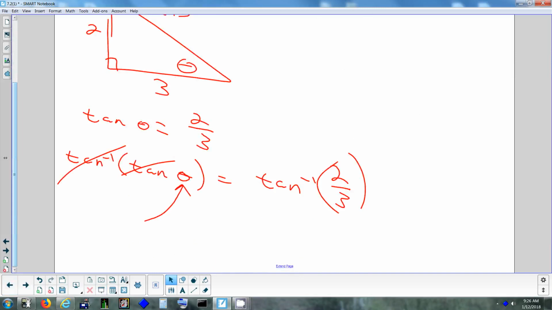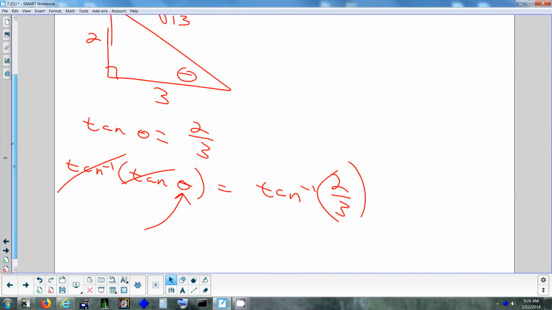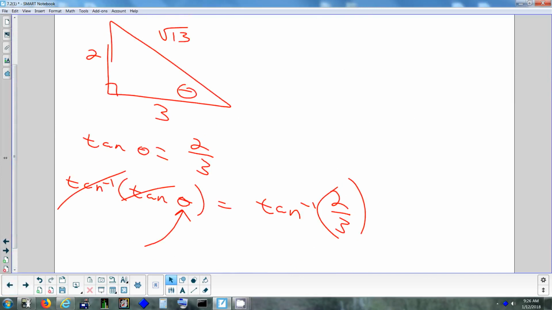Why are you guaranteed that that answer is going to be between negative pi over 2 and pi over 2? Even though we haven't figured it out yet, it has to be between negative pi over 2 and pi over 2. How come? Yeah? Because that's the range of intersection. Think about the picture, though. That's what we want to focus on here.